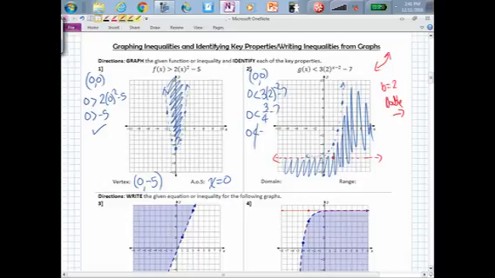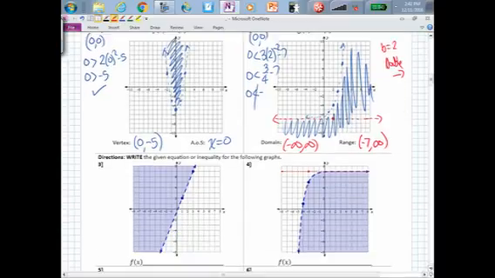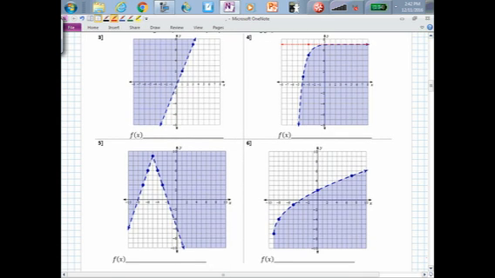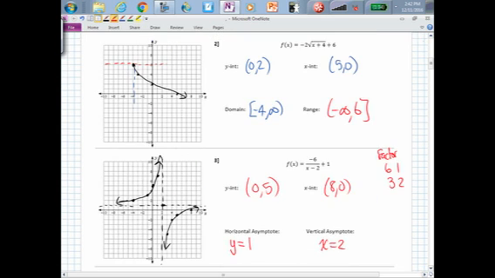Domain is going to be all real numbers, so negative infinity to infinity. Range is a tricky one. The lowest value is negative 7, but it is not included because it never touches this horizontal asymptote and it goes to infinity. So just be careful. Parentheses versus brackets.